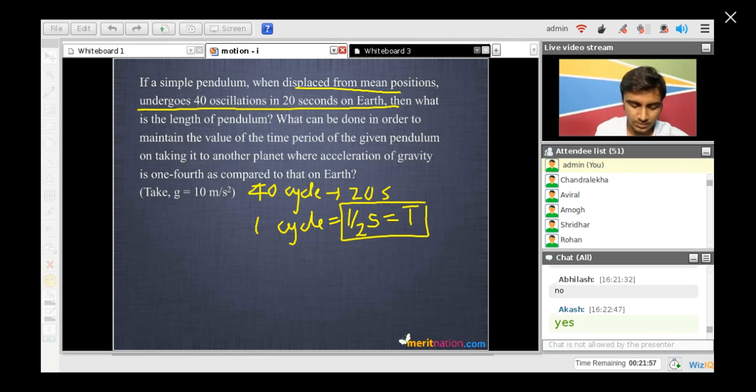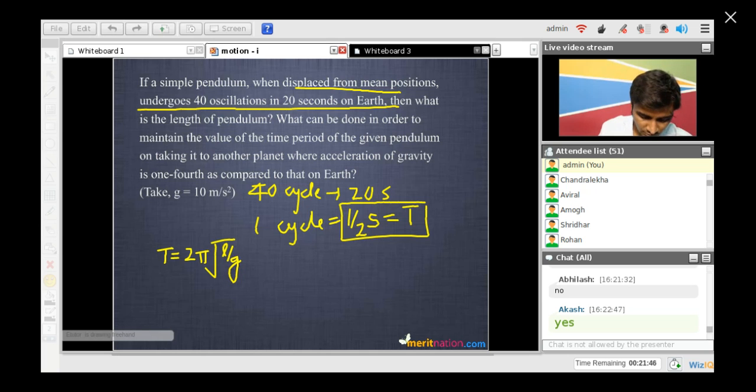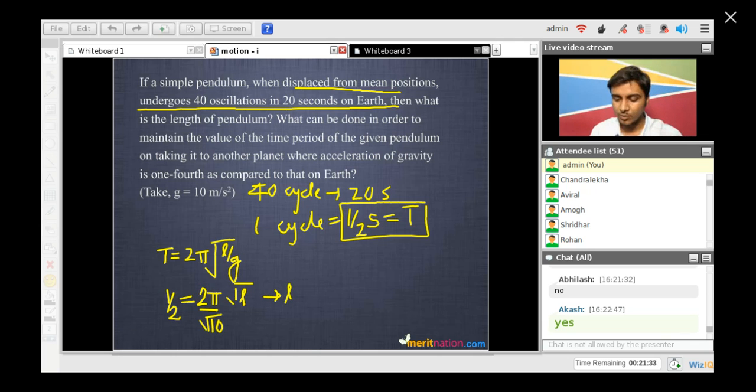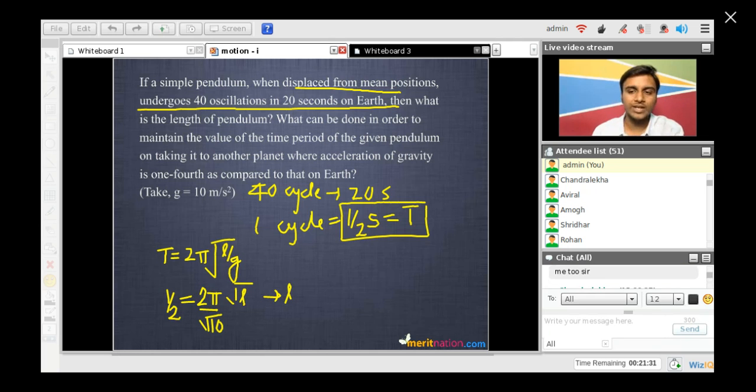Then what is the length of the pendulum? You know that time period is equal to 2 pi under root L upon G. G you know as 10. So 1 by 2 is equal to 2 pi under root L divided by under root 10. So you can find out L from here. Can you find out L from this formula? Every one of you can respond in chat box.